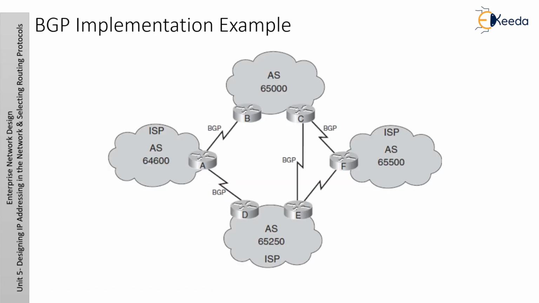So this is an example of BGP implementation. In this figure, BGP is used to interconnect multiple autonomous systems because of multiple connections between autonomous systems and the need for path manipulation. The use of static routing is excluded. AS 65000 is multi-homed to three ISPs: AS 65500, 64600 and 65250. So this is the example of BGP implementation.